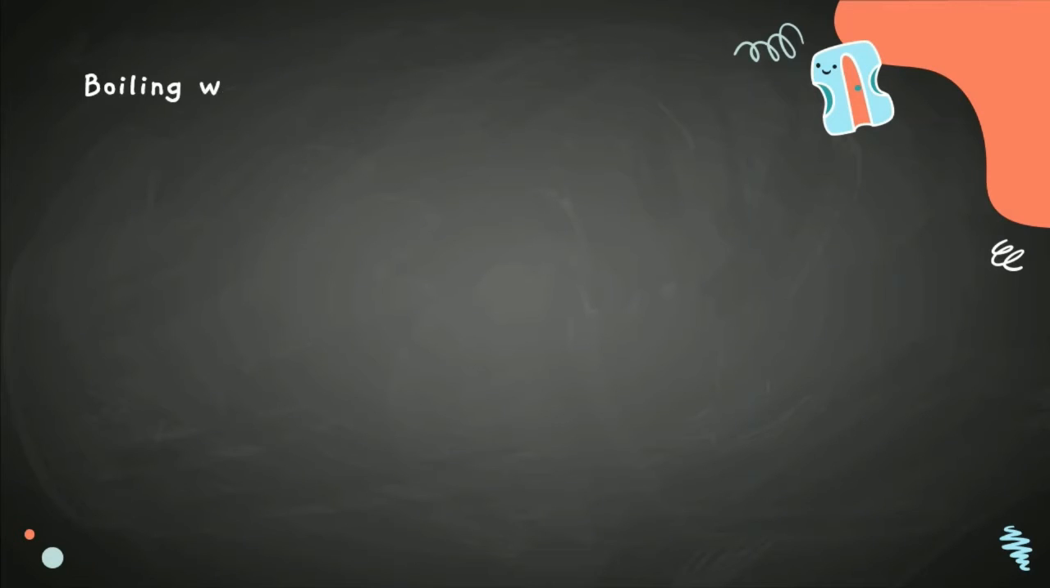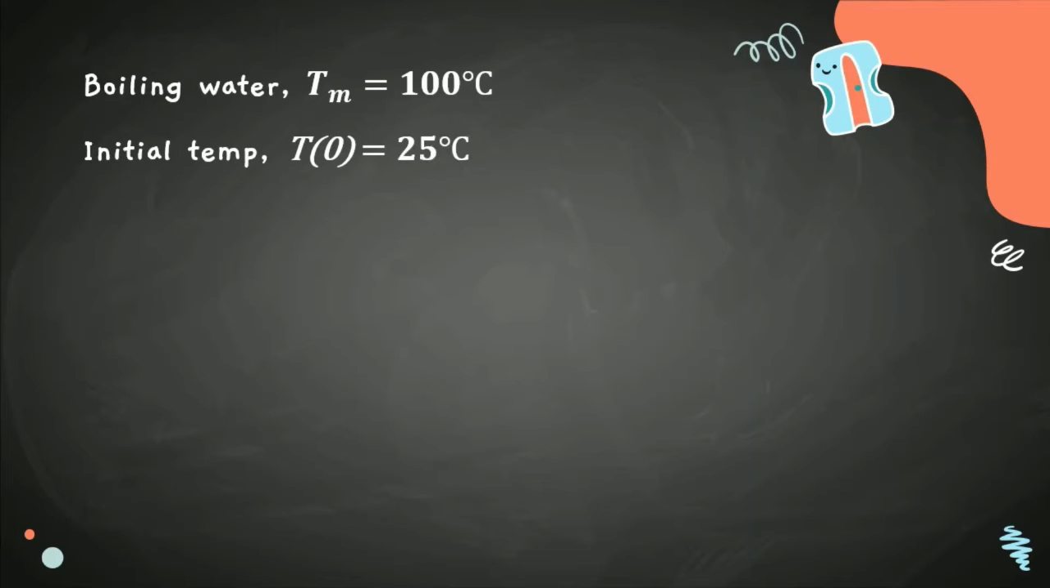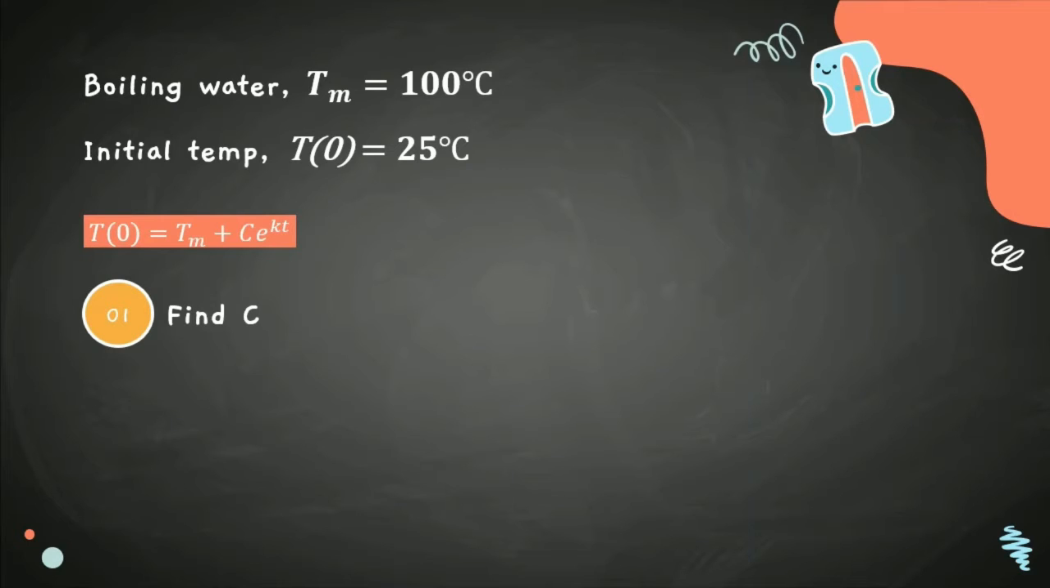As we know, the temperature of the boiling water is 100 degrees Celsius, and the initial temperature is 25 degrees Celsius. By using the equation that we got before, which is T equal to Tm plus C e to the power of kt, we need to find C. To find C, we need to insert the known values into the equation. It will become 25 equal to 100 plus C, so C is equal to negative 75. So it will be T equal to 100 minus 75, and don't forget the e to the power of kt. Hence, the equation will become T equal to 100 minus 75 e to the power of kt.